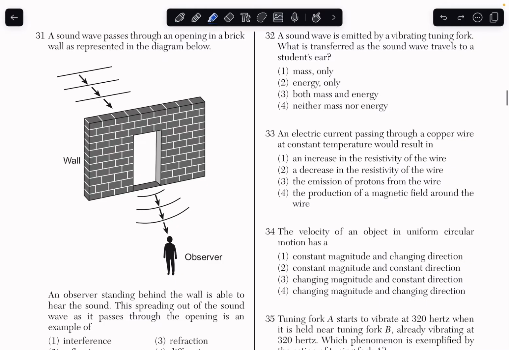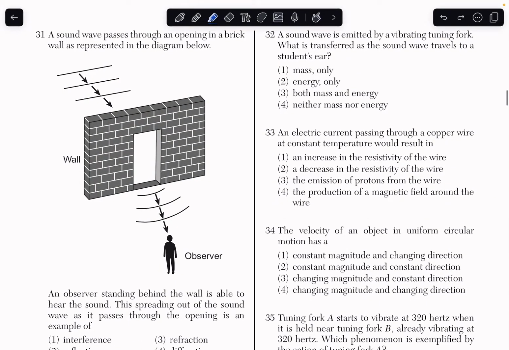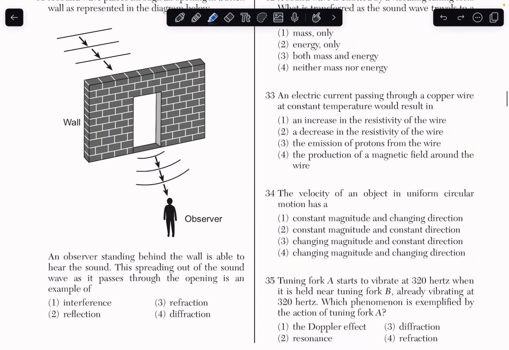31. A sound wave passes through an opening in a brick wall as represented in the diagram below. An observer standing behind the wall is able to hear the sound. This spreading out of the sound wave as it passes through the opening is an example of diffraction. This is just something that you're going to have to remember. The spreading of sound waves after it goes through an obstacle is diffraction.